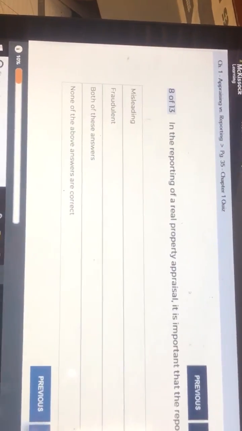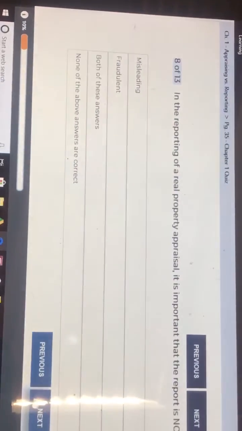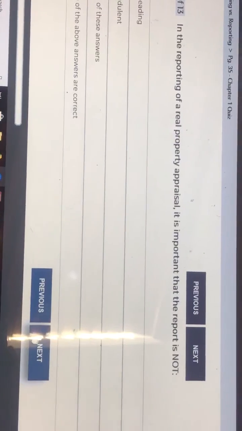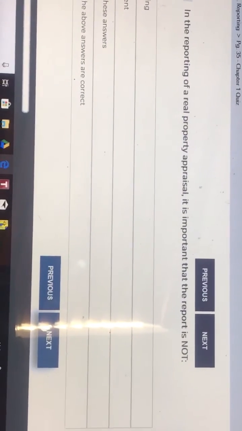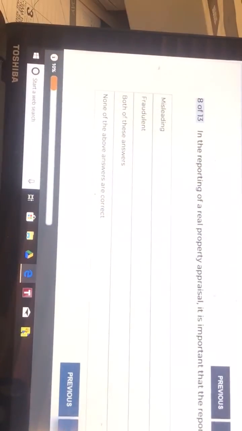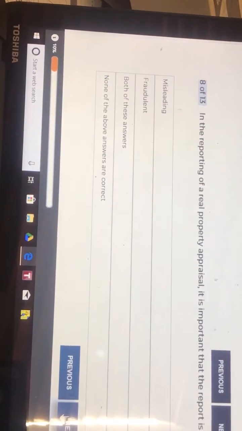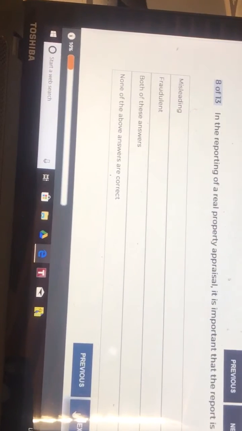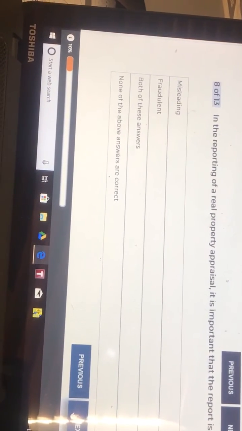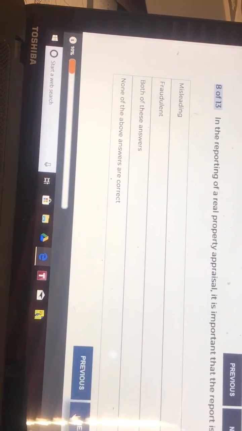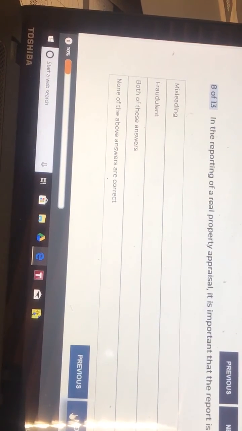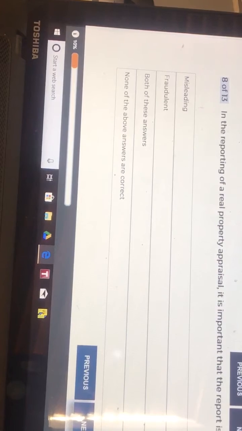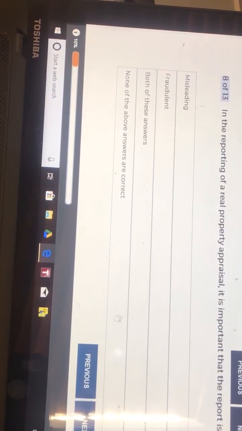Number 8. In the reporting of a real property appraisal, it is important that the report is not A, misleading, B, fraudulent, C, both of these answers, or D, none of the above answers are correct. I'm going to go with C.